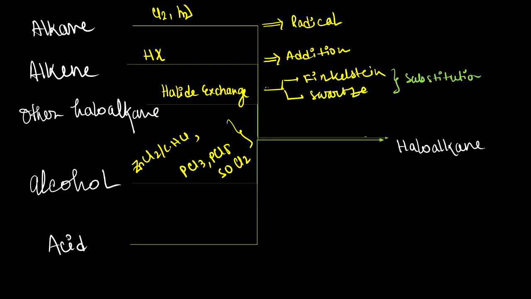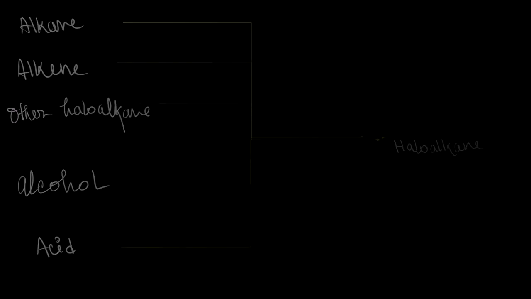From acid, we can prepare haloalkane by using the silver salt of that acid and bromine in CCl4 as solvent after reflux. By this process we can basically form bromoalkanes, and the process is known as the Hunsdiecker reaction. This one is also one of the important name reactions.